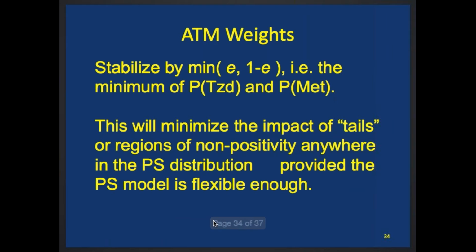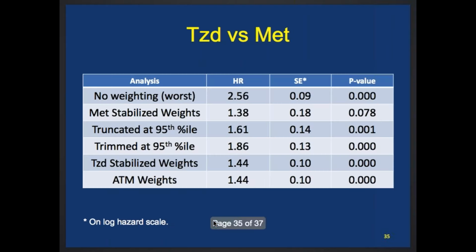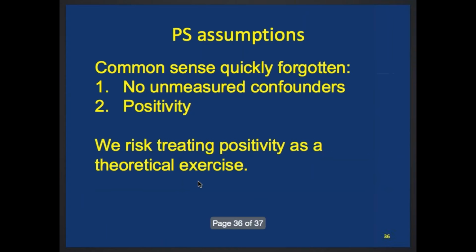And so these ATM weights can wipe out the tail. Now in this case, because the metformin dominated everything, the ATM weights and the ATC weights, as we're calling them, just end up being the same thing. If they are not overlaid this way, then basically this ATM should be kind of between ATT and ATC. Exactly, exactly. And so it has nice properties there.